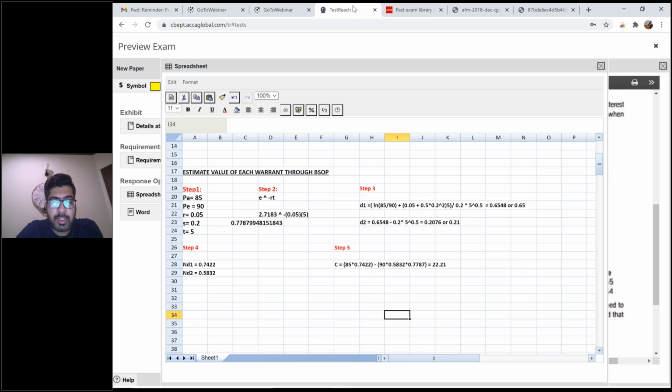Maureen Grant, the question never mentioned that we already have shares. We are willing to get this option, so it's a call option. But anyways, I advise students, if they are confused whether it's a call or a put option, to be on the safe side, calculate both. No need to worry about it.